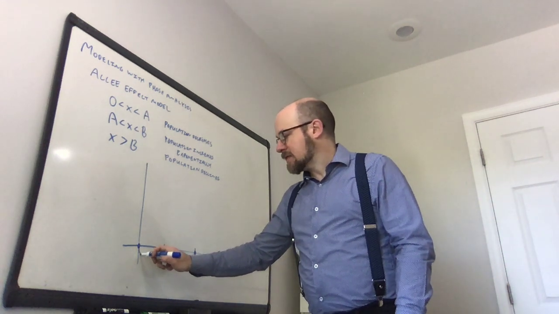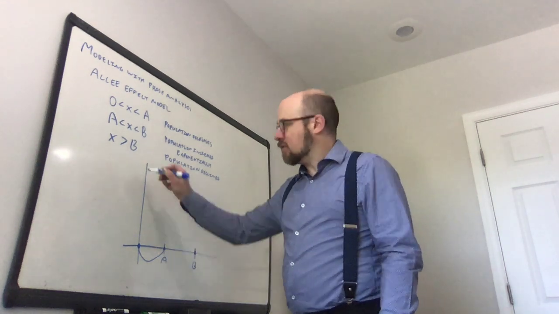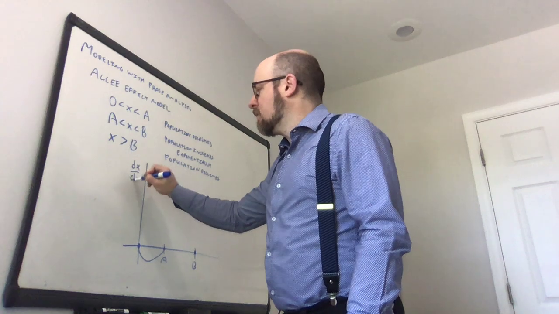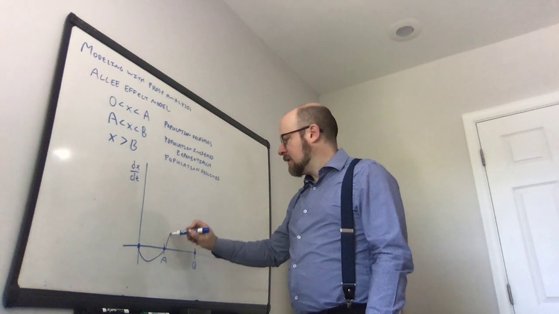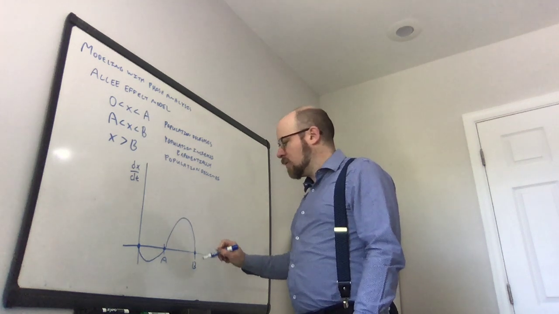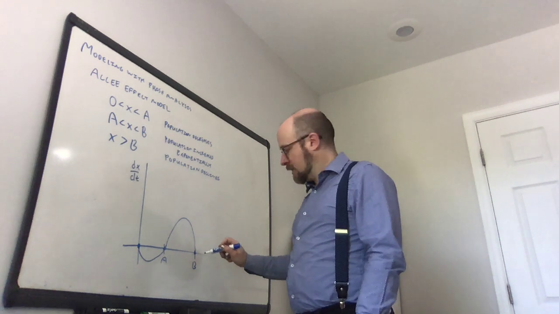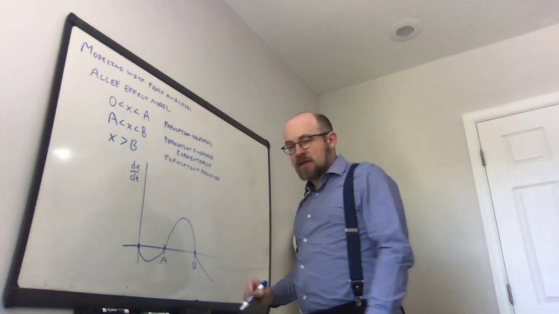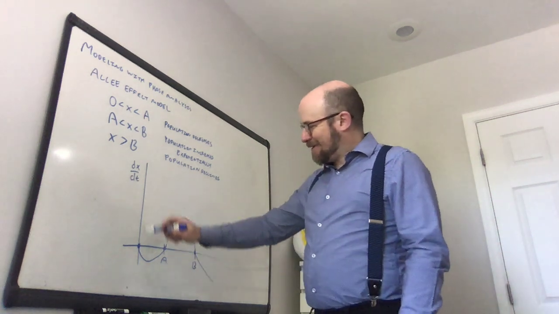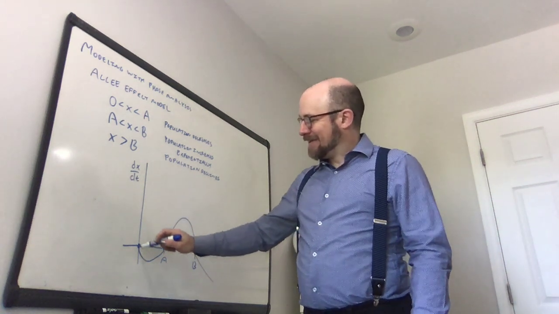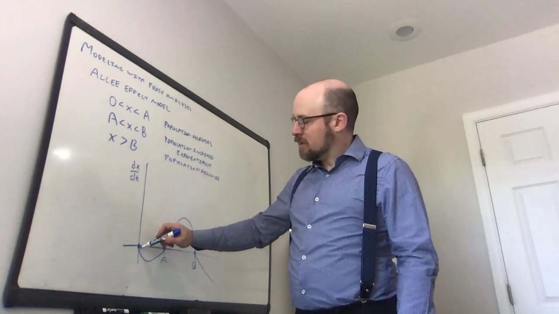Between 0 and A, your population is decreasing, so dx/dt needs to be negative. Between A and B, it's increasing, right? And it's going to look a lot like the logistic model. So it increases between A and B, and then when you're greater than B, it decreases again. Over here, when you're less than 0, of course, that's not really part of our model, but you can imagine it.